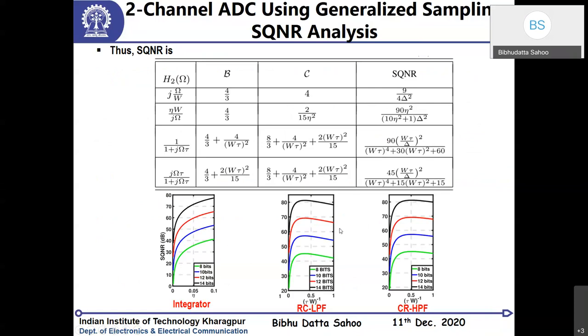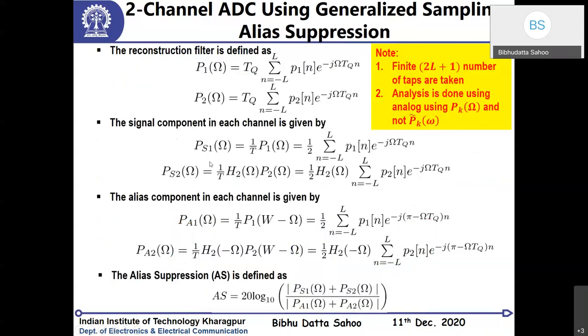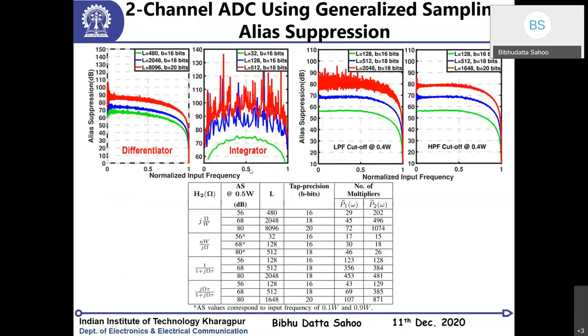Now the alias suppression is defined as the signal component divided by the image power. After upsampling, you have the images, and the alias suppression is signal power divided by image power. If we go through this analysis, it turns out we can compute this. This is the closed form expression based on these transfer functions, and these are the simulation results for a differentiator, integrator, low pass filter, and high pass filter. Interestingly, you can achieve the required performance for 10-bit, 12-bit, and 14-bit systems.